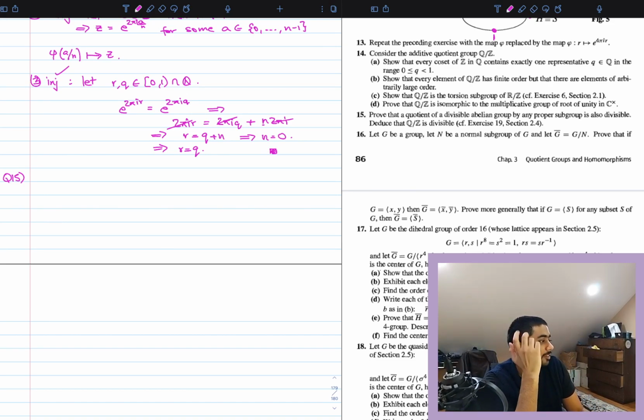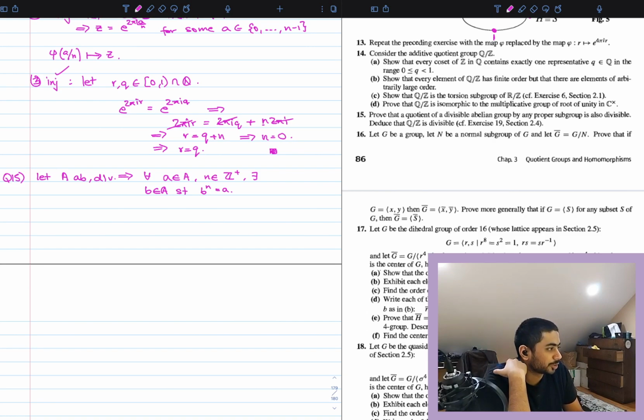Prove that a quotient of a divisible abelian group by any proper subgroup is also divisible. So let A be abelian and divisible, right? So divisible just means that for every element a inside the group A and every n inside the positive integers, there exists a b also in the group such that b to the n equals a. So every element has an nth root. That's what it means to be divisible.